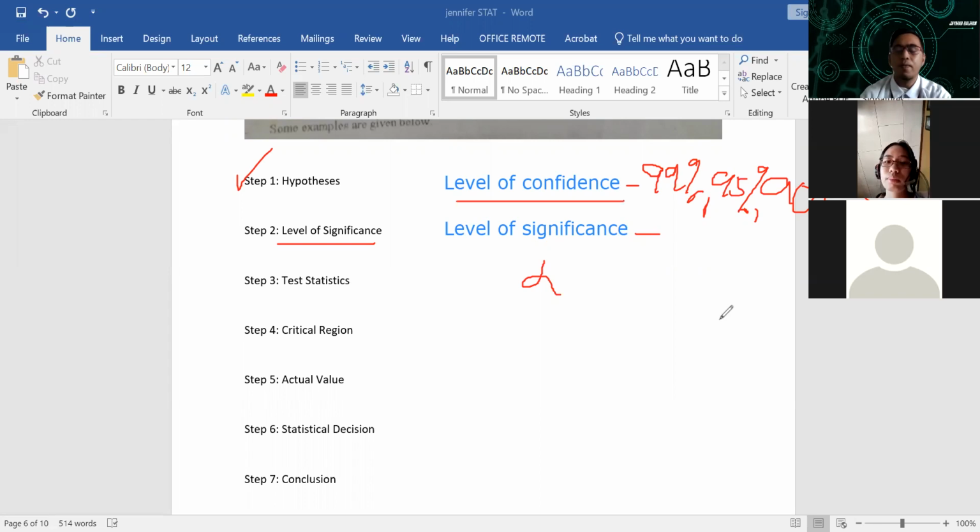Say for example, in our problem, we stated that our level of confidence is 95%. If the level of confidence is 95%, what should be the level of significance? To do that, we will equate this 1 minus alpha to 95%. It will be 1 minus alpha equal to 95% or 95% in decimal 0.95.